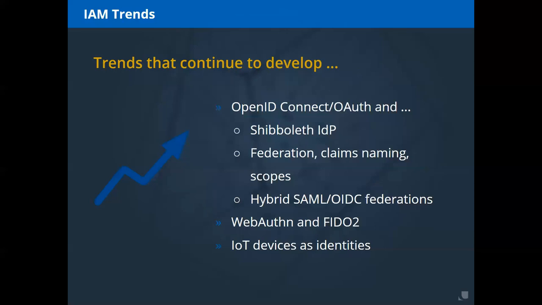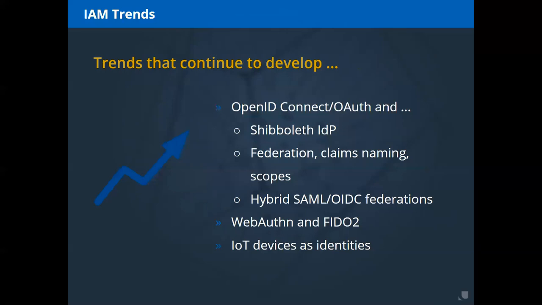InCommon has a working group working on producing a deployment guide for how to best deploy and use the OpenID Connect and OAuth support, which will be in the Shib IdP. There are a number of groups, particularly in Europe, but InCommon is participating, looking at the broader issues as people move to using OpenID Connect and OAuth and need to scale it like they have SAML. How do we do federation?